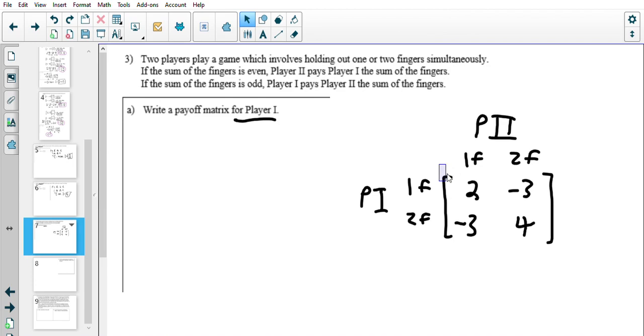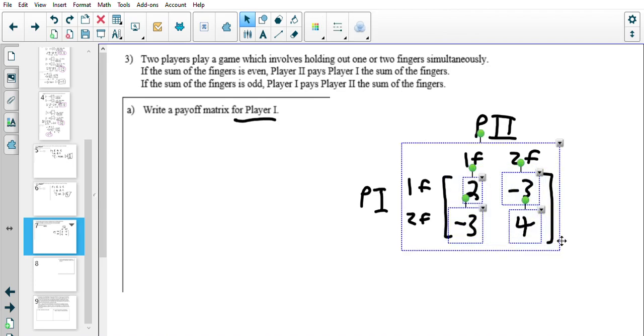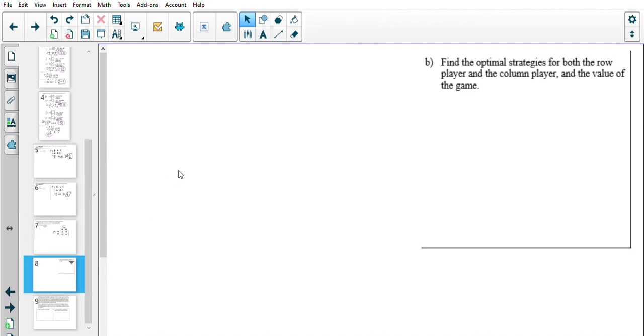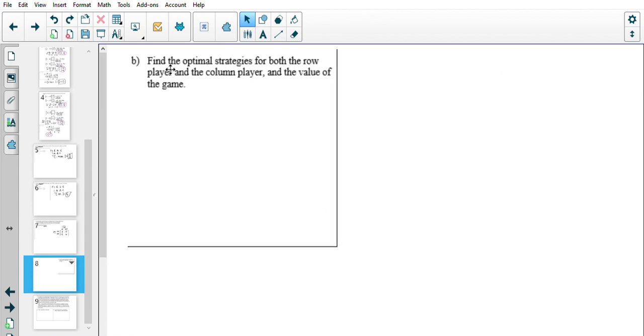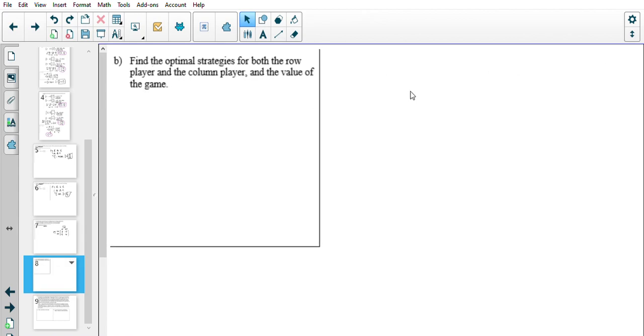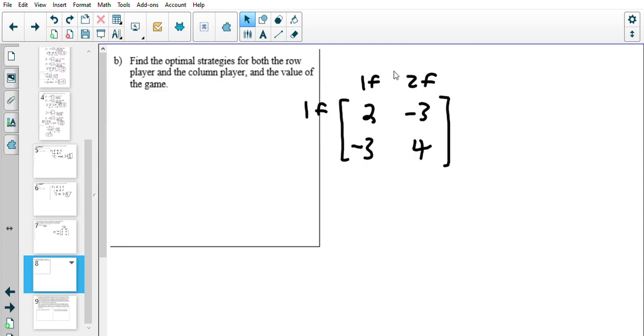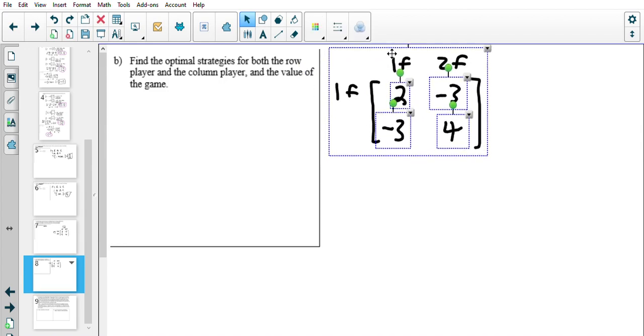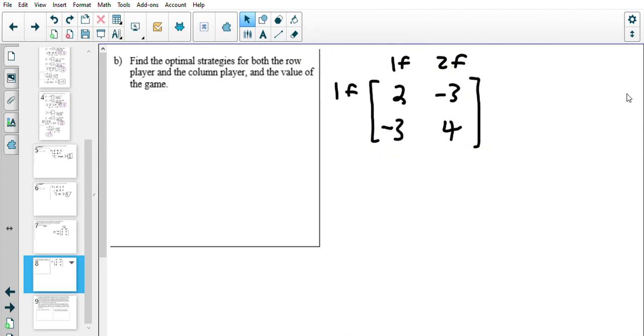And I've got a hunch that we're going to need that. So I'm just going to copy it so that we can paste it onto our next slide. Because now we're being asked to find the optimal strategies and the value of the game. So I'll paste our game matrix so that we can see it.